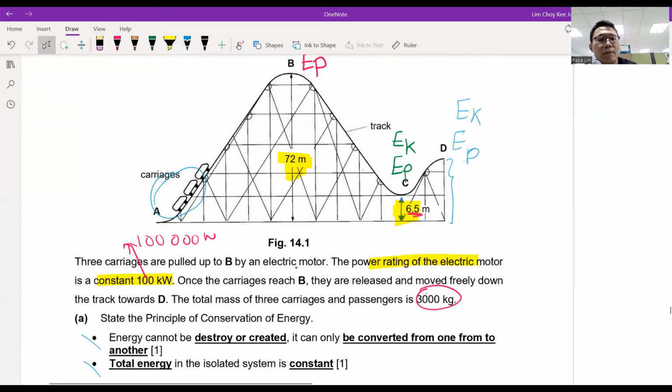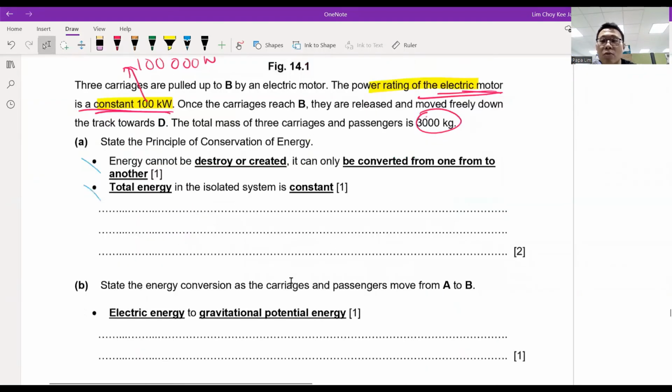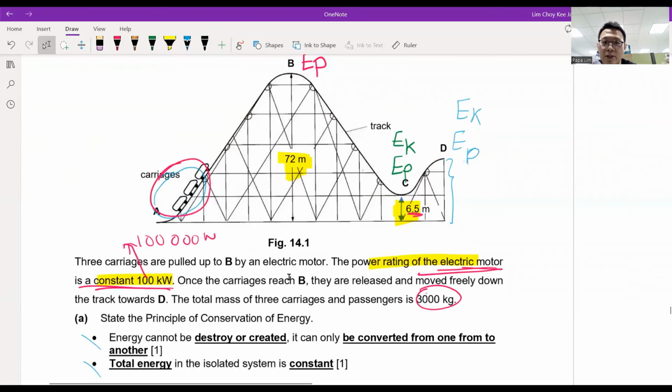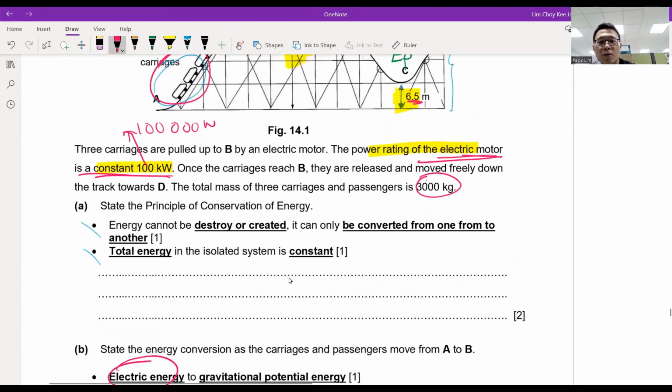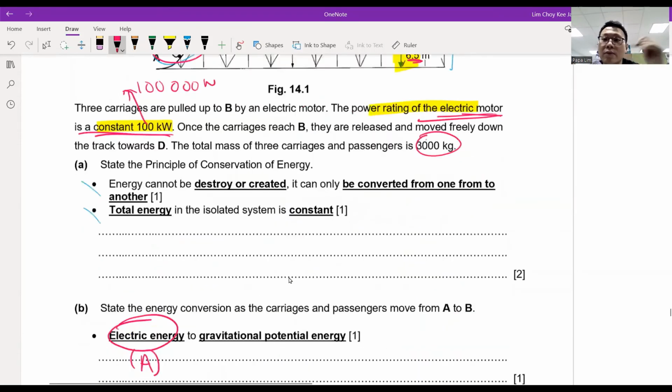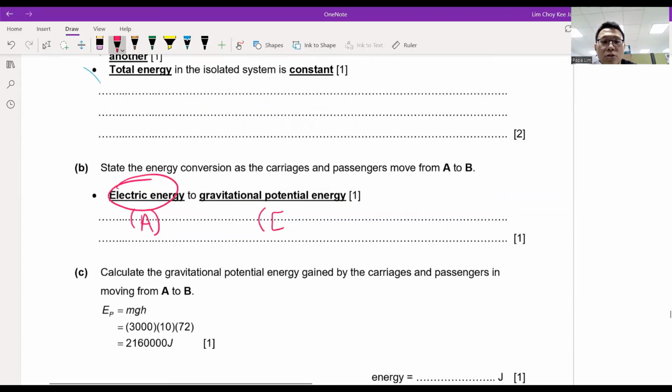Based on the question, at point A, the only thing that is doing work is the electrical motor. Whatever we are looking at is the electrical motor pulling the object up. So I will safely say that the energy at point A is electrical energy. The electrical energy is converting the work done to pull the carriage up to point B. And eventually, when it reaches the highest point B, the only energy available at point B will be potential energy.